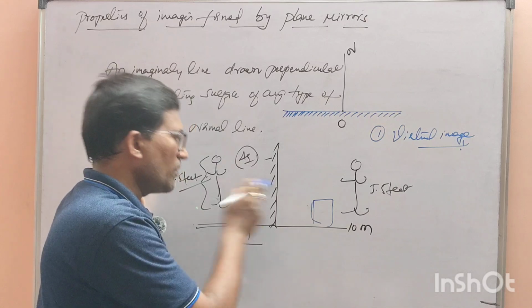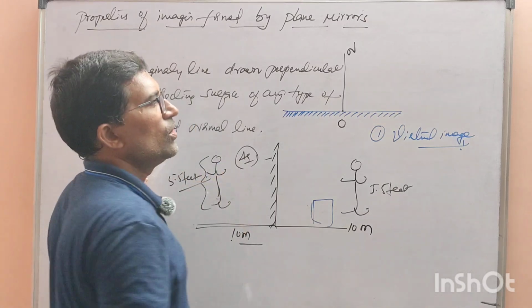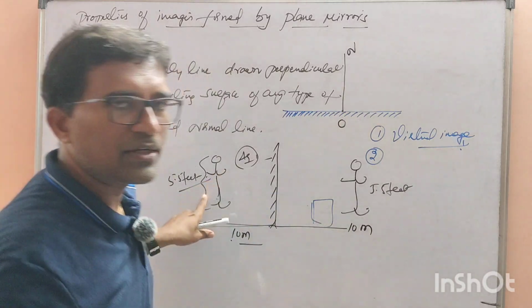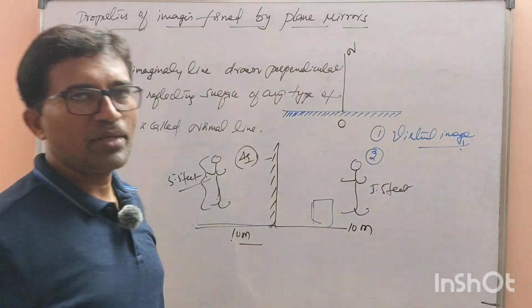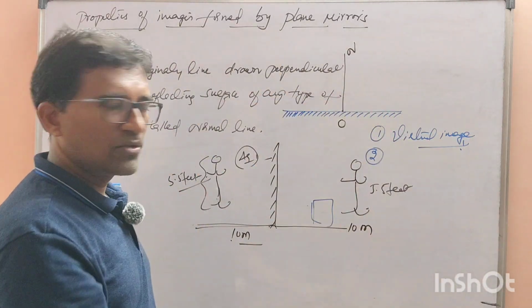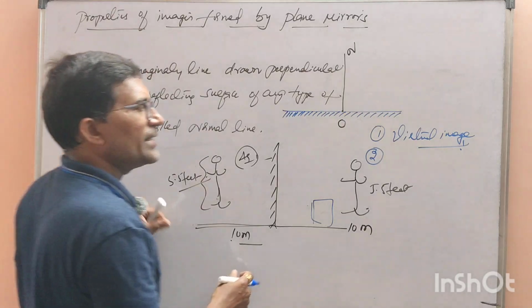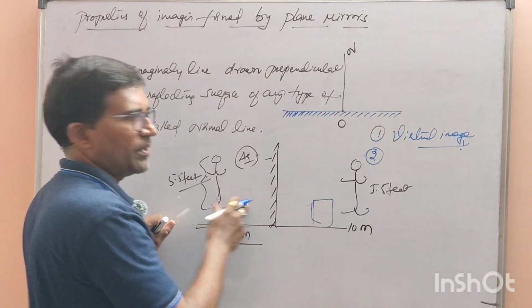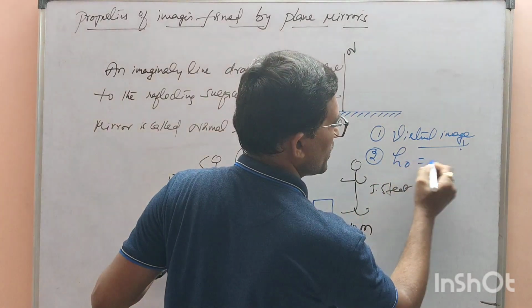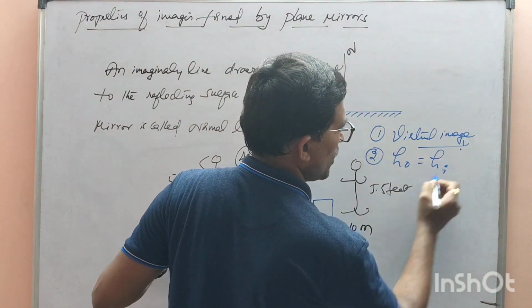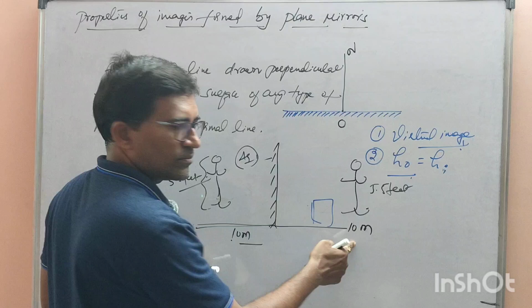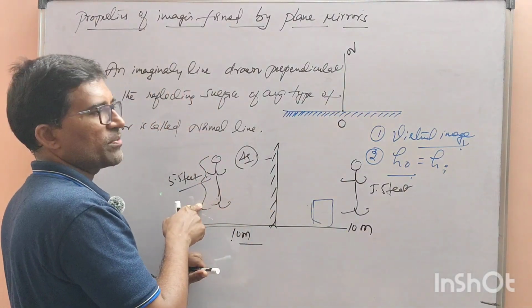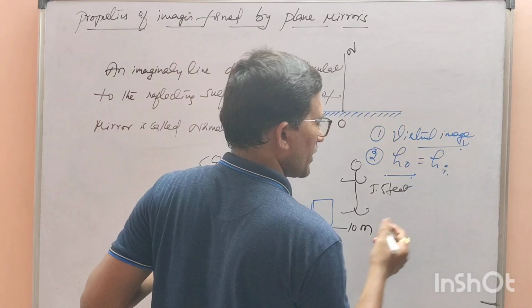No. So, the image will always be in the mirror only. The images formed by plane mirrors are always virtual images. The image will be formed in the mirror, not in front of the mirror or somewhere else. Now, the height of the image is equal to the height of the object. In this case, the height of the object is equal to the height of the image. Your height is equal to your image height.